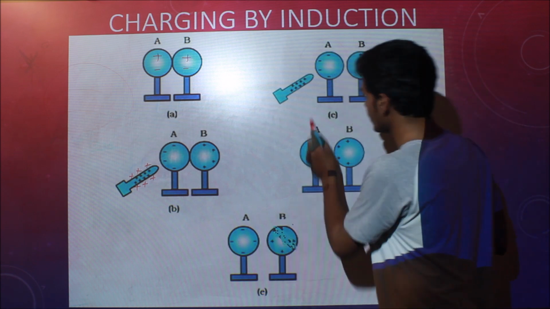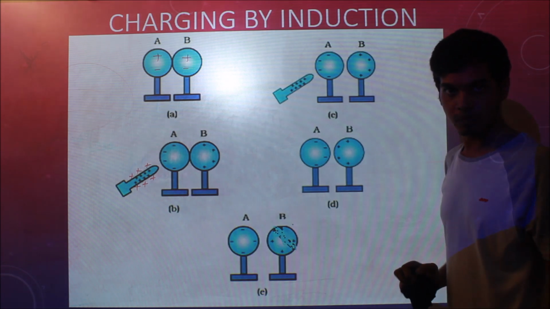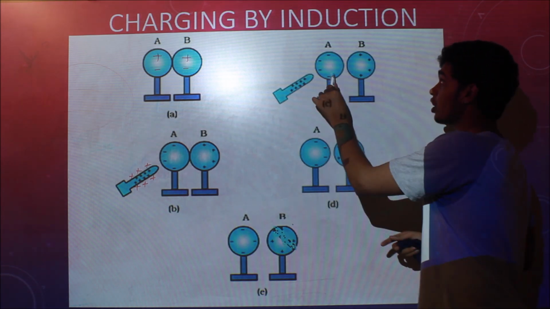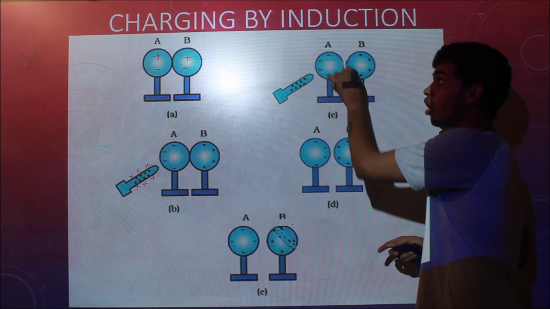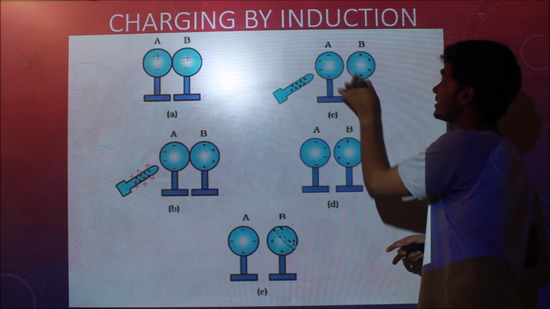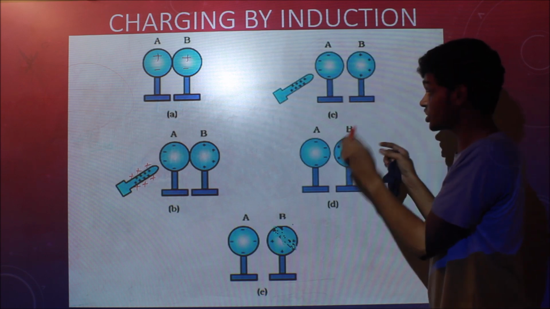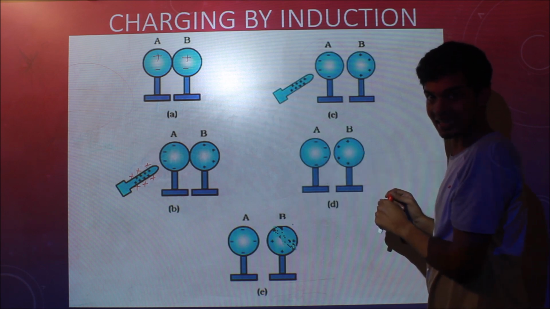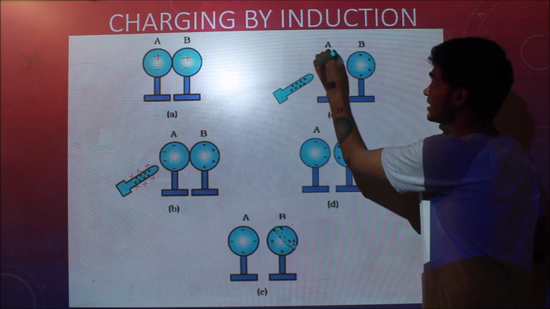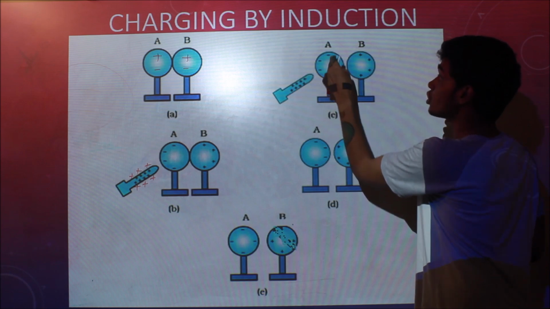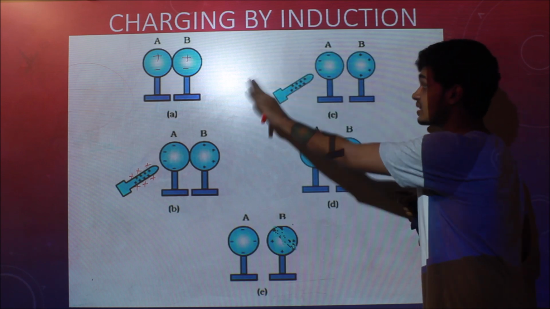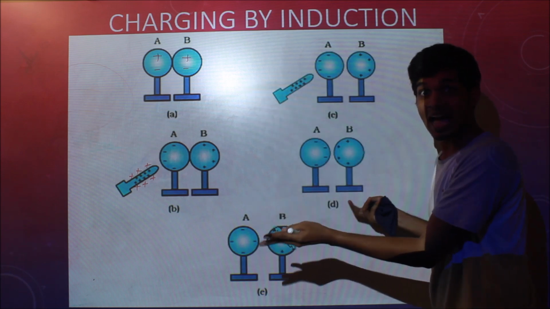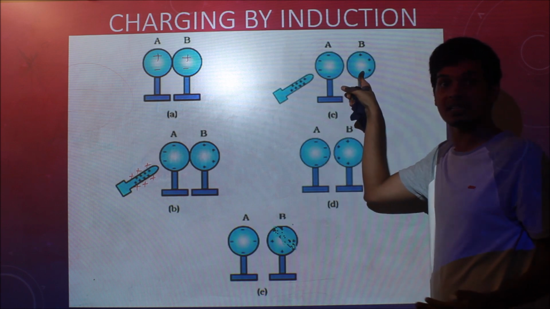Now suppose we were to remove this rod, what happens is, because this ball is negatively charged and this ball is positively charged, those two charges will now begin to attract each other. That is, the negative charge present in this side will now move towards this side. Why? Because this rod is no longer present and the positive charge is present in now this ball.